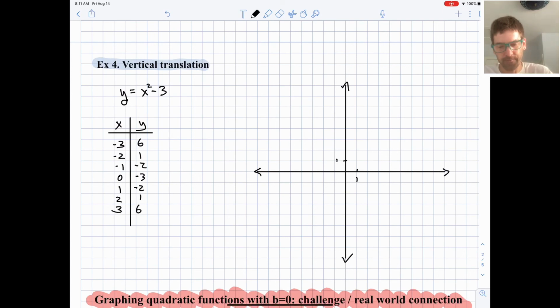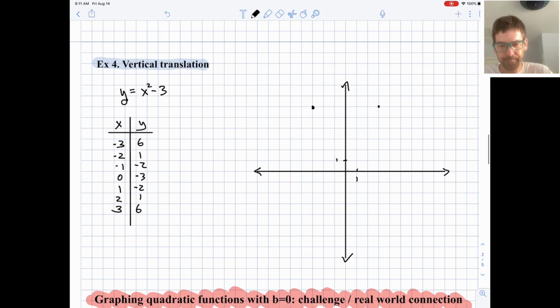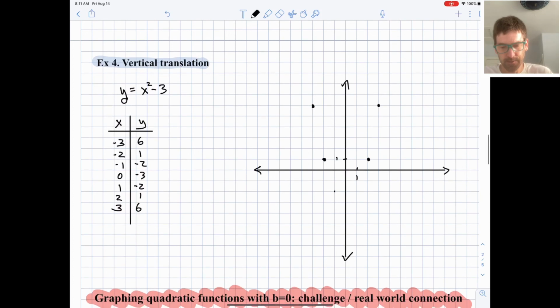Okay, so -3 and up 6. 1, 2, 3, 4, 5, 6. And we have symmetry. -2 up 1. -1 is down 2. And then 0, 0 is at down, the vertex is at -3 on the y-axis.